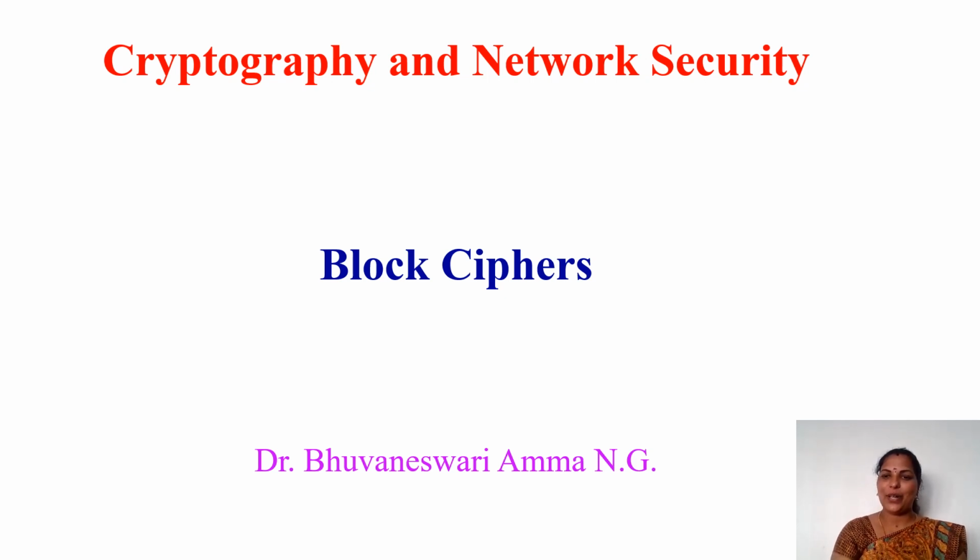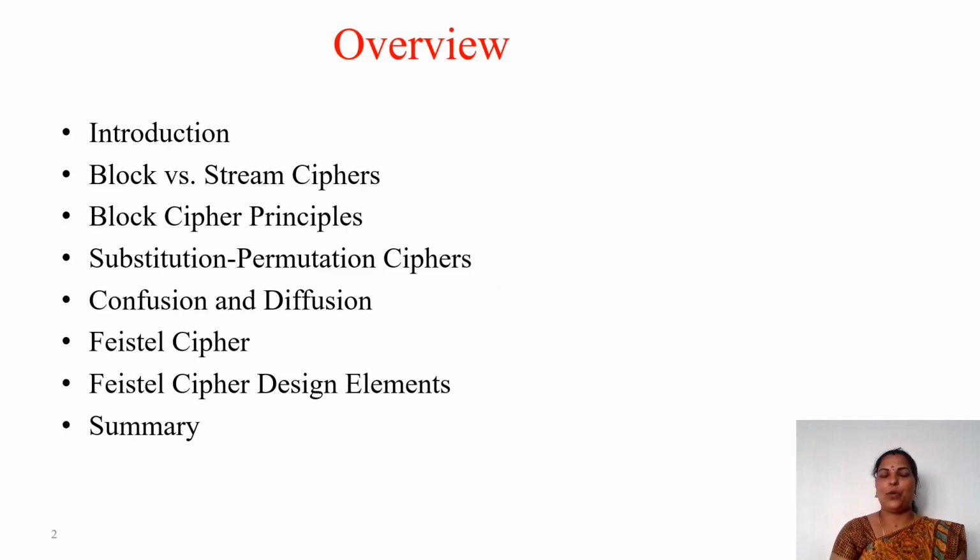In this presentation, we are going to discuss block ciphers. This is the overview of this presentation: introduction to block ciphers. Then we are going to discuss the difference between block and stream ciphers. Block cipher is already familiar to you. We have seen some of the block as well as stream ciphers. Let us see what the difference is. Then block cipher principles, then substitution permutation ciphers, confusion and diffusion, then Feistel cipher, then Feistel cipher design elements, followed by a summary of this presentation.